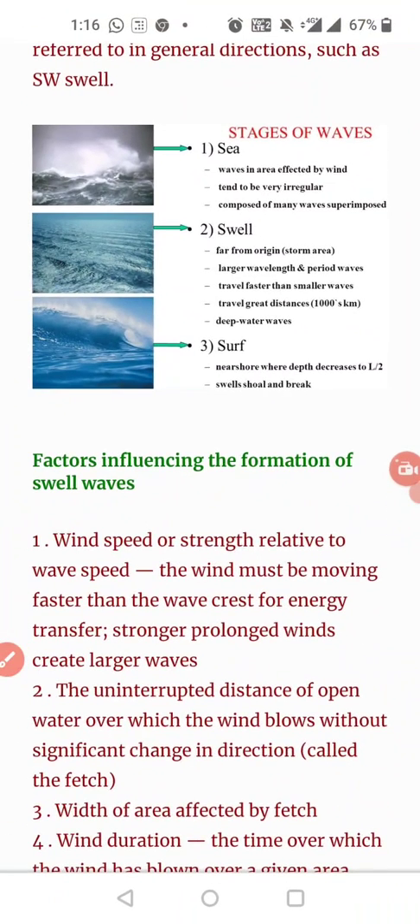Next is surf. Surf is near the shore where depth decreases to half. When waves reach shallow water near the shore, they crowd together and their height is increased and their slopes are steepened. Means when waves reach near the shore, many waves accumulate together, their height increases, and their slope instead of steep becomes a bit gentle.